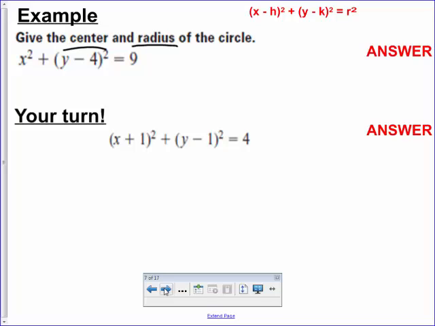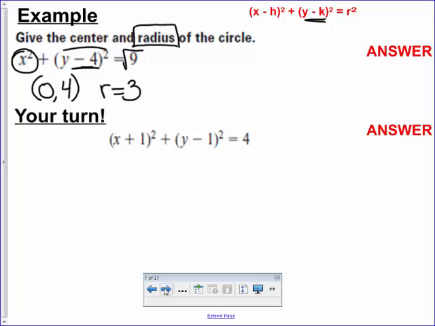So for the first one, there's nothing next to the x squared. So just like we learned, if there's nothing next to the x squared, that's got to be a 0. Now remember, the equation is already minus. So if it's minus a 4, it's going to be a positive 4 for your k value. So the center is at (0, 4). To find the radius, you're going to take the square root of 9. So our radius is going to be 3.